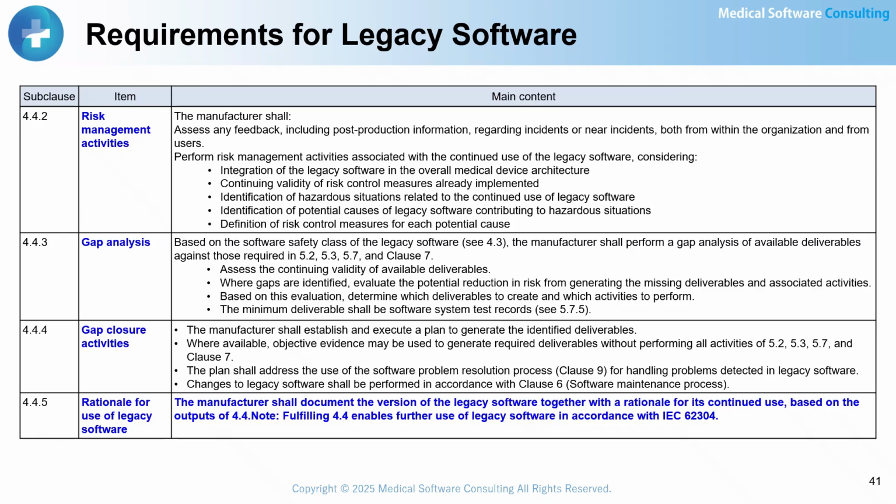Manufacturers must establish and carry out a plan to generate the deliverables identified as missing. Where objective evidence is available, it may be used in place of reperforming activities. This plan may be included in the software maintenance plan. It shall also require use of the software problem resolution process in accordance with Clause 9 to address problems found in legacy software and deliverables. Any changes to legacy software shall be implemented following Clause 6, the software maintenance process.